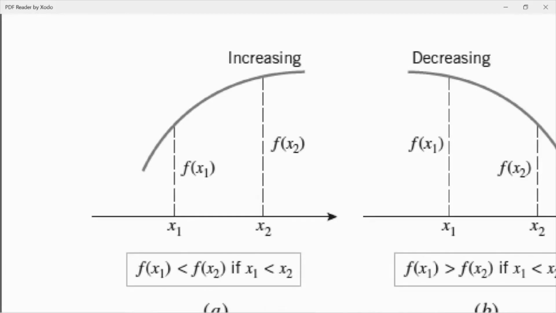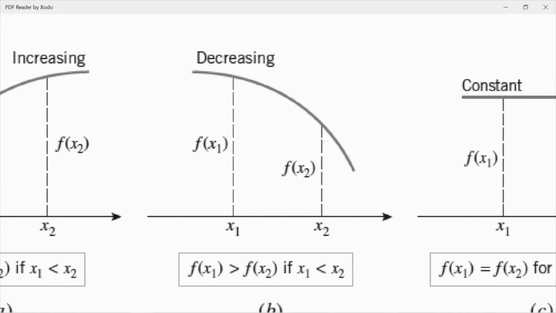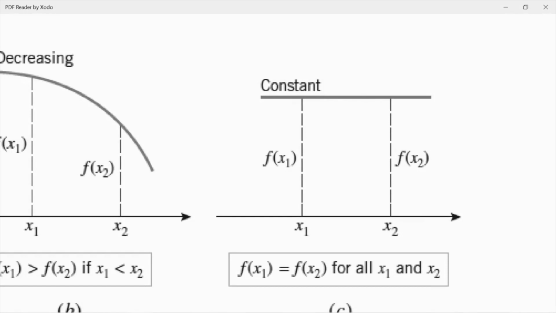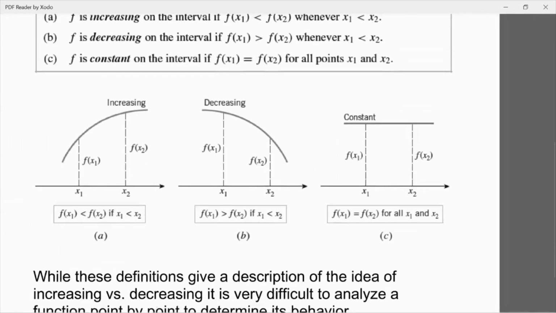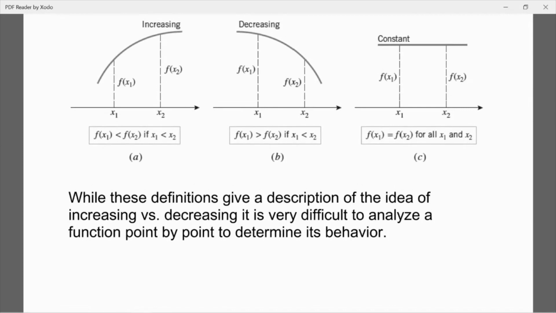If we have 2 points, x1 and x2, if the function value at x2 is higher than the function value at x1, then obviously we have a function that is increasing. Okay, the function values are getting bigger. Same thing for decreasing. In that case, the function value at x1 is greater than the function value at x2, then clearly we're decreasing. And then if we have a constant function, obviously the function values are going to be the same over that interval. Okay, so those are kind of the basic ideas in terms of what we are looking at.